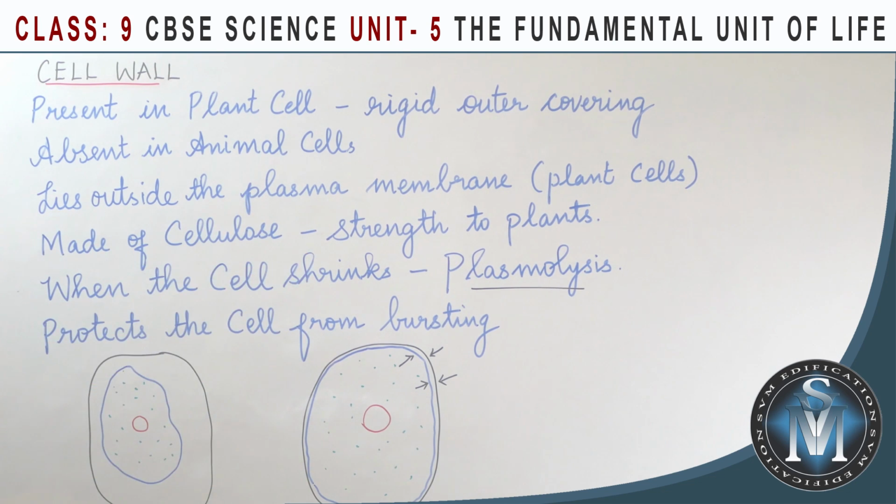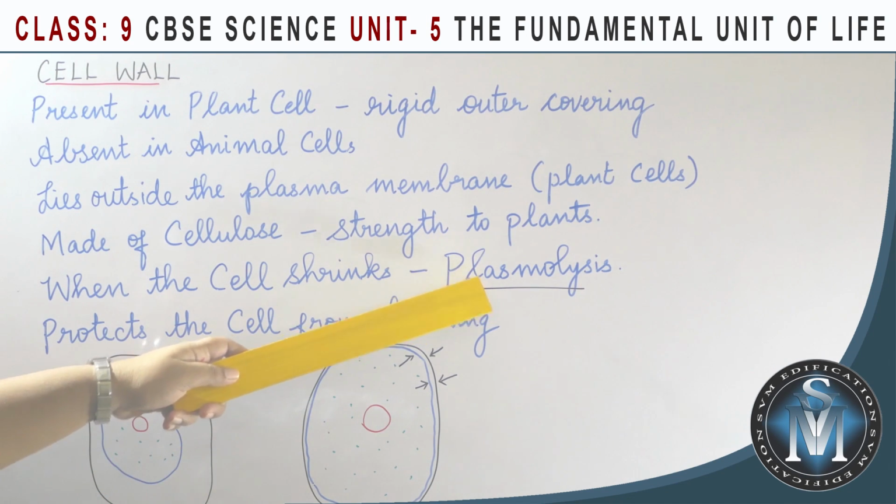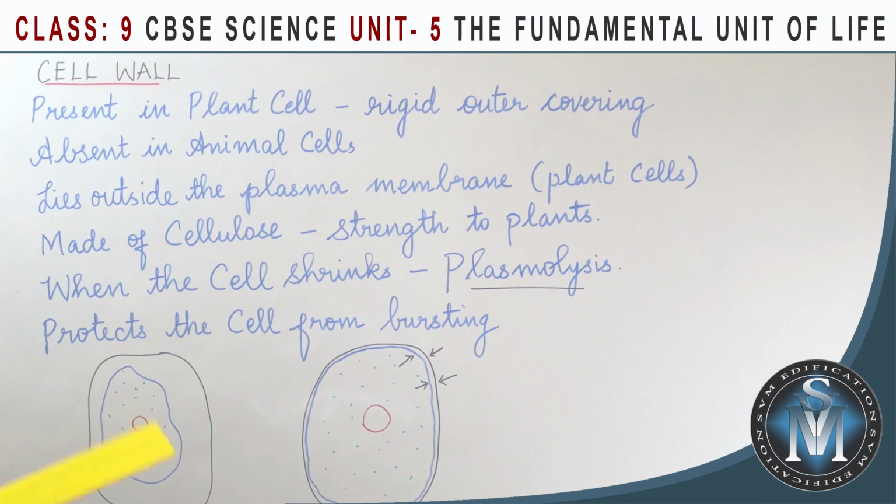And when the cell is put in a hypotonic solution, already we have seen that the cell will shrink. So when the cell shrinks, the plasma membrane which is present inside the cell wall moves away from it, and this phenomenon is known as plasmolysis. When the same cell is put in a hypertonic solution, it absorbs water and it swells.